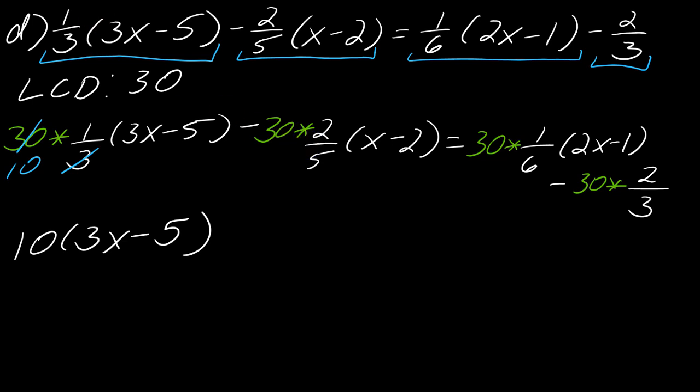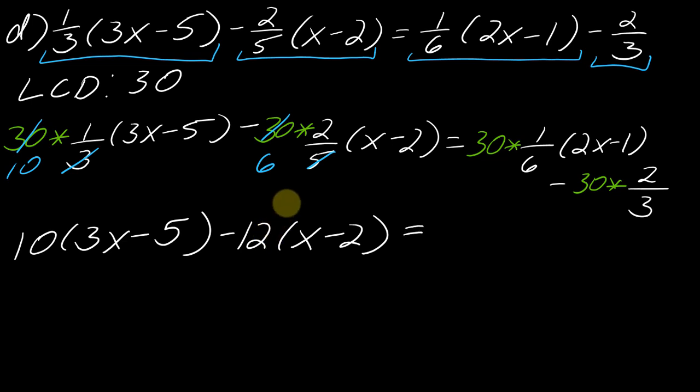So again, you can either do 30 times 2/5, or you can ask yourself, how many times does 5 go into 30? So 5 goes into 30 6 times. And what is 6 times 2? 6 times 2 is 12. So I can rewrite this as minus 12 times x minus 2. So alternatively, 30 times 2/5 is 12. So it doesn't matter which way you want to think about it.